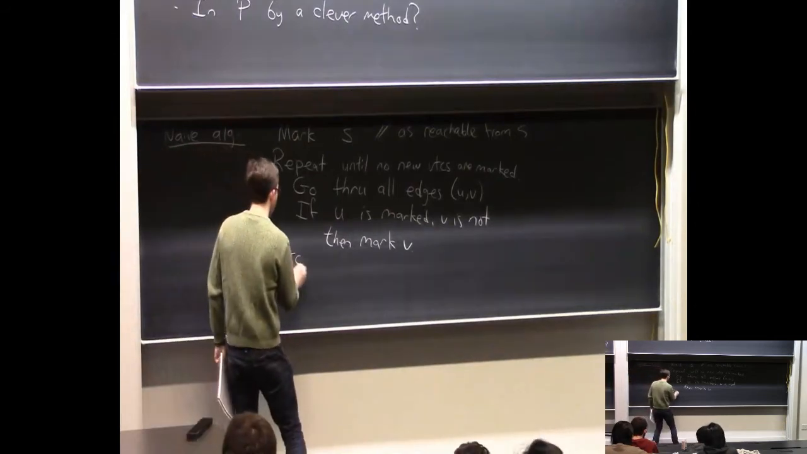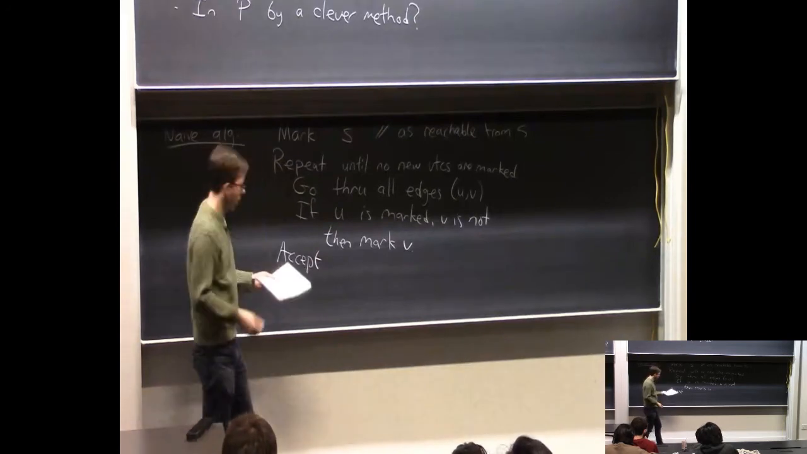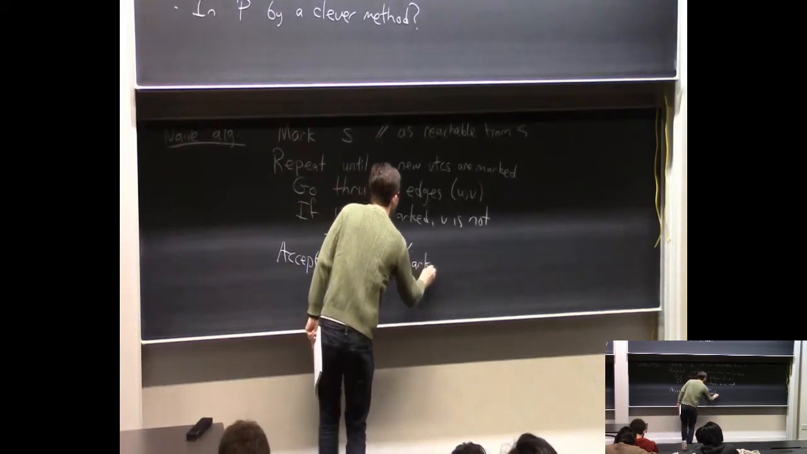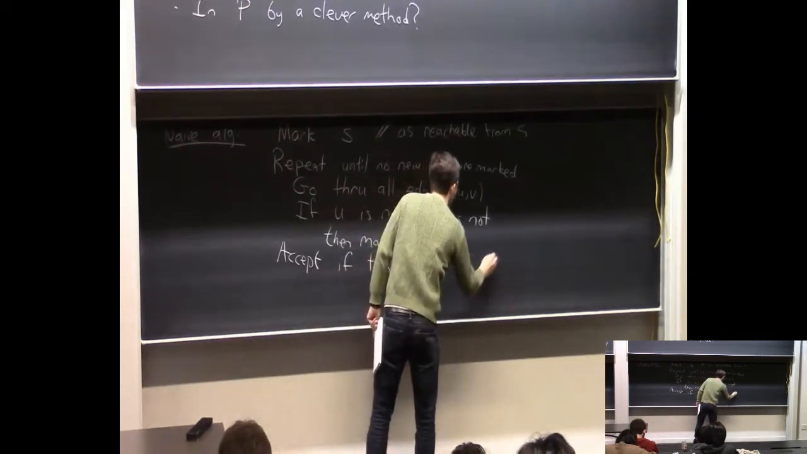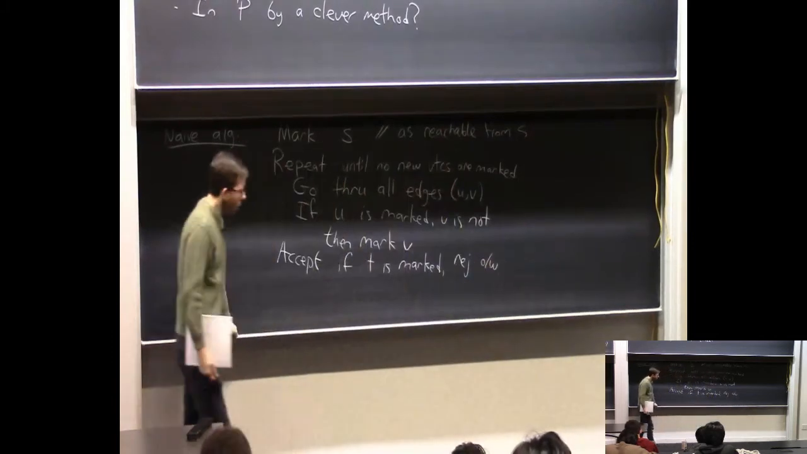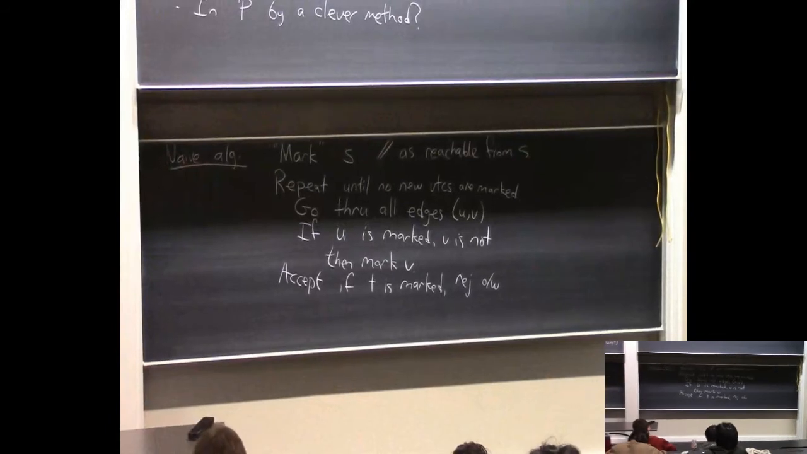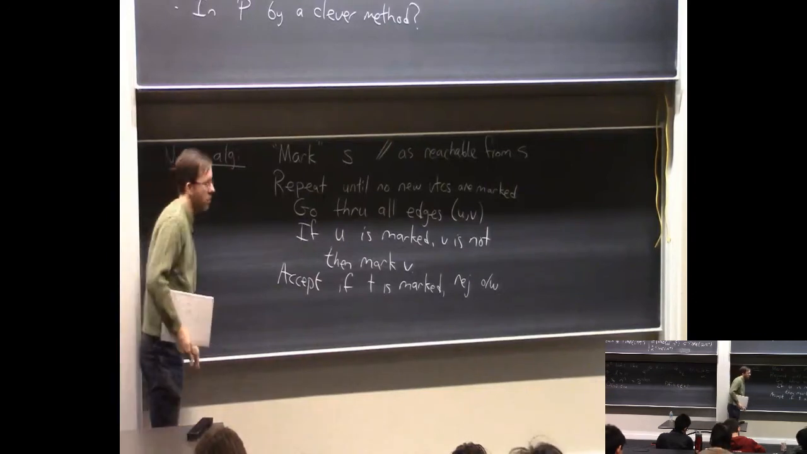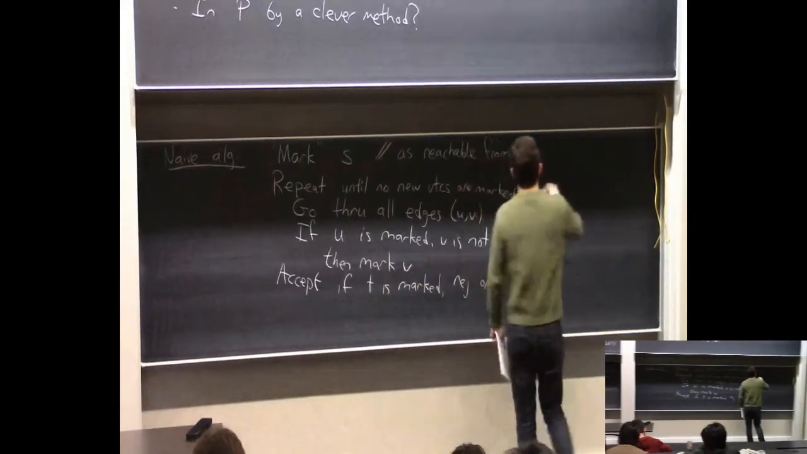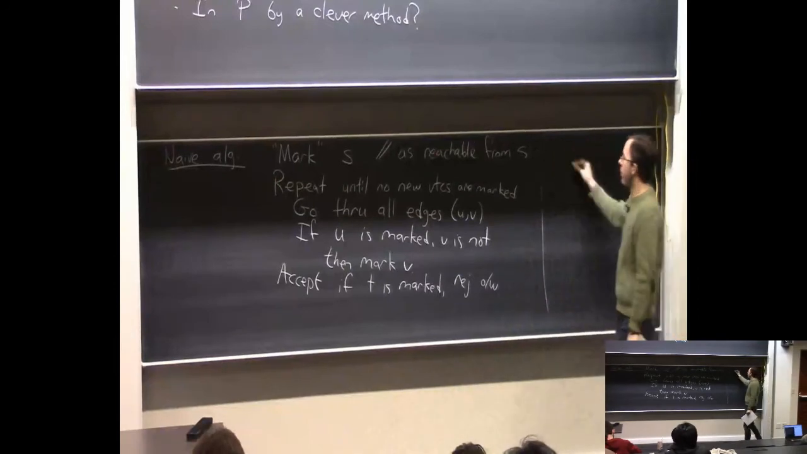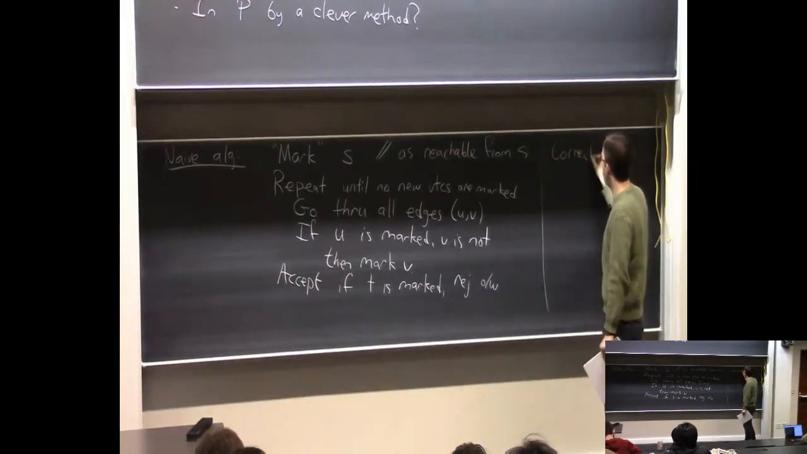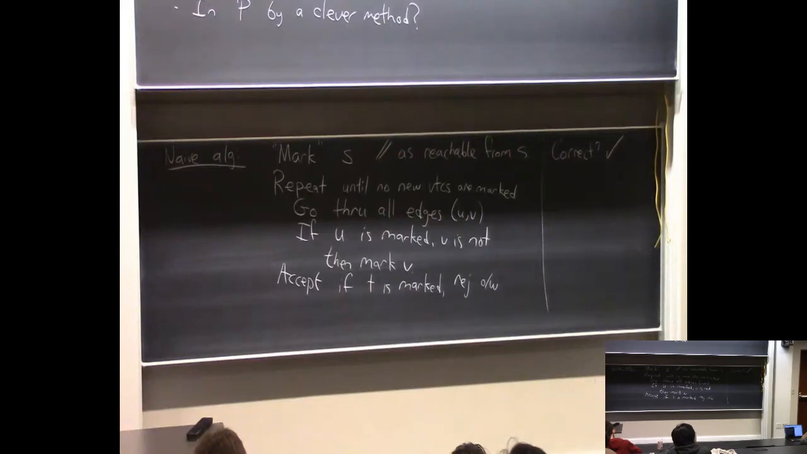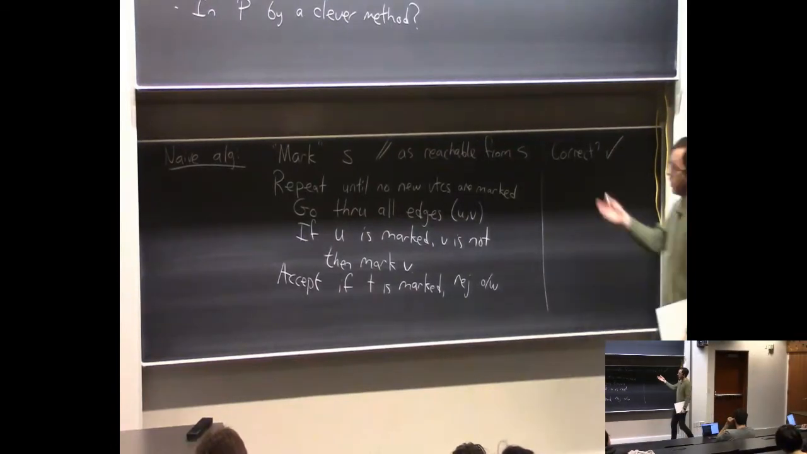So therefore, you accept, or say yes, if T is marked, and reject otherwise. OK, so this is not the best algorithm for the ST path problem, but it's a fine algorithm. As I said, this is an example of a pseudocode written algorithm. And when you design an algorithm, you should, of course, first prove that it's correct. I'm not going to prove it, but yes, it's correct. The set of vertices that end up getting marked is eventually all the vertices that S can reach.